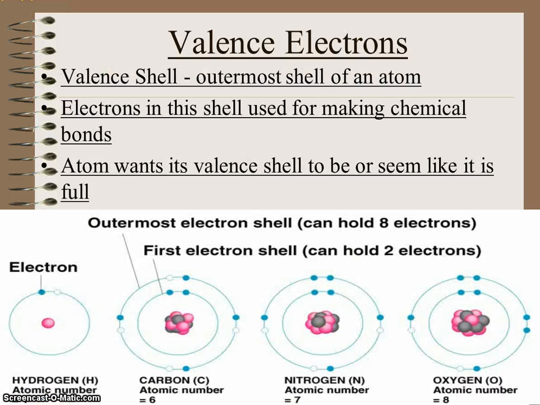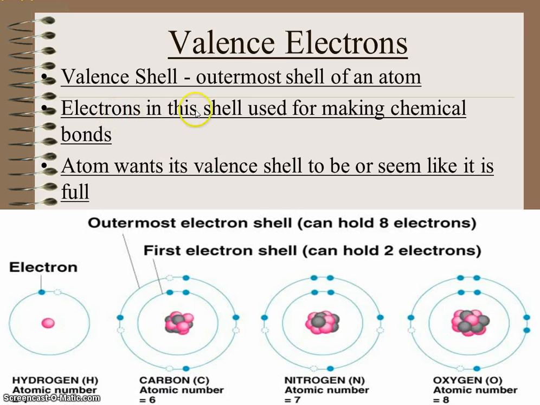Now let's talk about those outer electron shells, those outer electrons. They're very important. They have a special name called valence electrons. Interesting name? Yes. The valence shell, or the valence orbital, is the outermost shell. It's the one on the outside. You can see this one's on the outside, that one's on the outside. It's not any of the ones on the inside. It is the outer shell. Remember, the first electron shell can hold 2, and the other ones can hold up to 8.